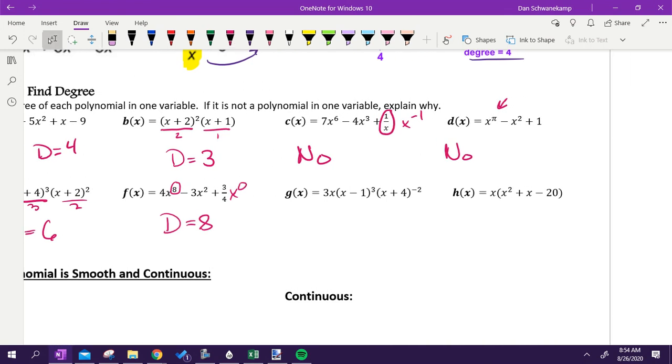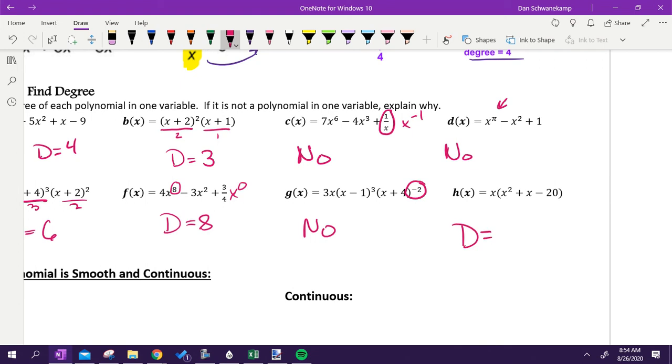Letter G, thumbs up, thumbs down. That's a no. Herman, why no? Yep, no negative exponents. We don't allow that here. Letter H, it's yes. Careful here. Show me with your fingers, what do you think the degree is going to be?